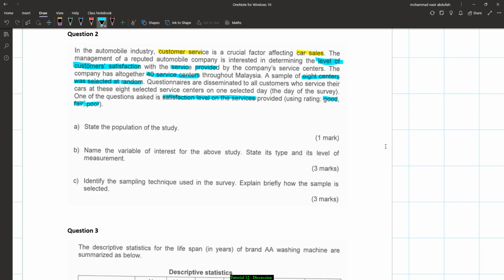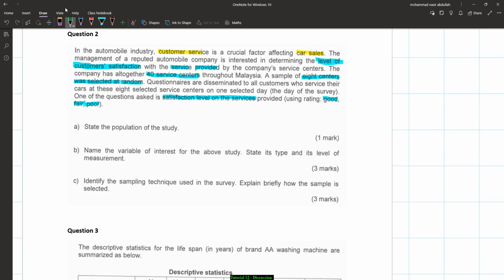So good, fair and poor is a categorical variable. So we know this variable is a categorical variable; which level of measurement, nominal or ordinal? We can say good, fair and poor have an order, right? So this one should be an ordinal scale. So from here we know what it is giving.